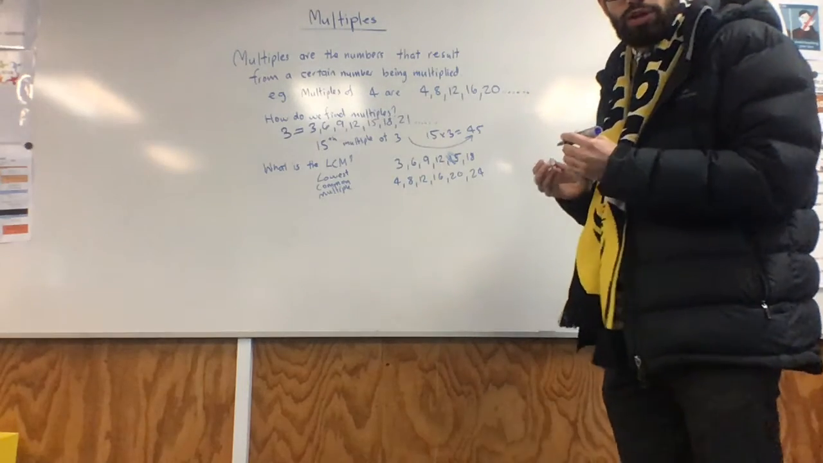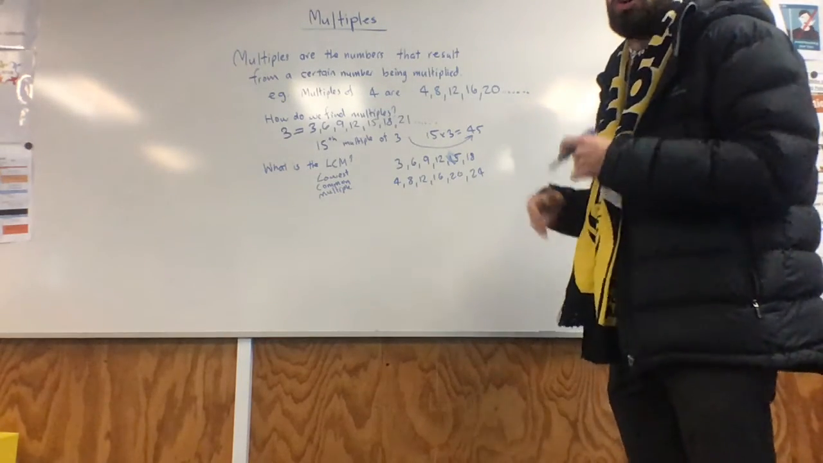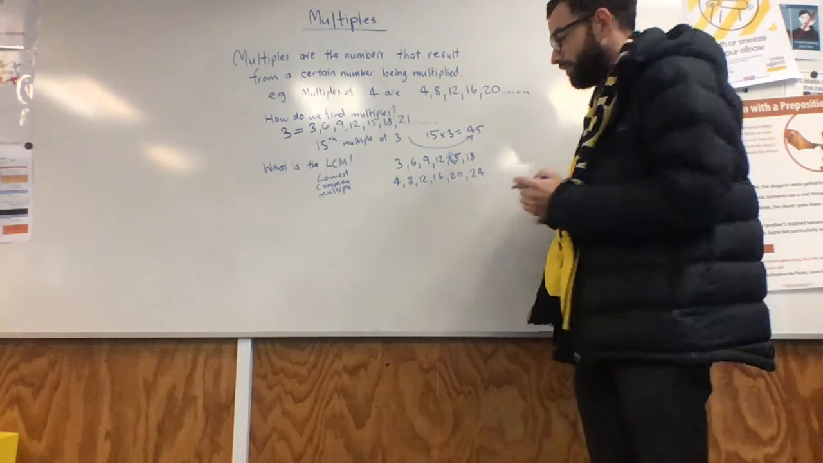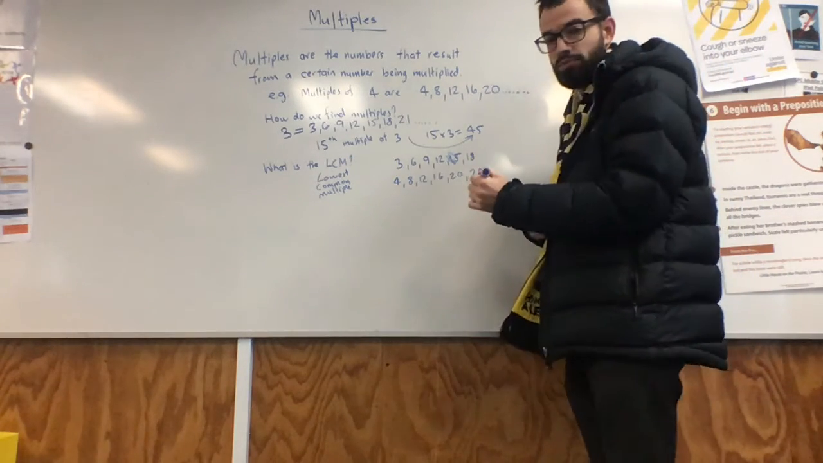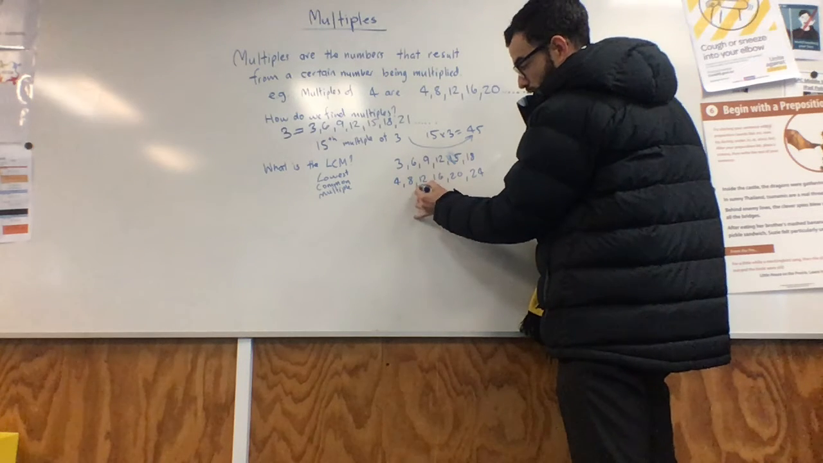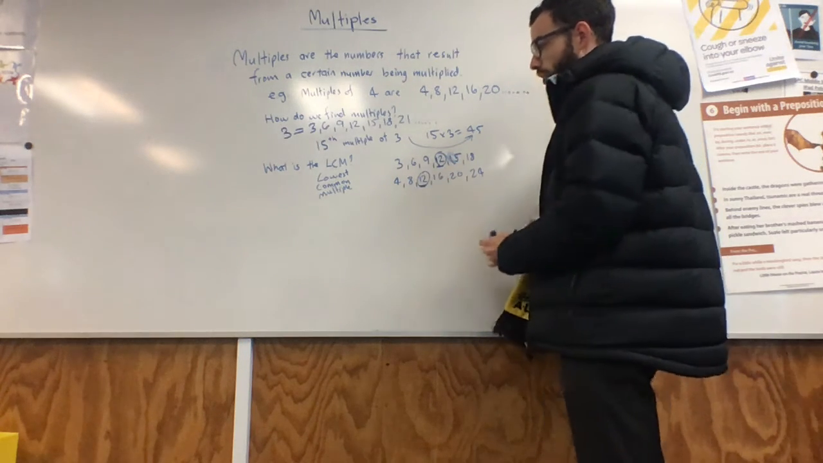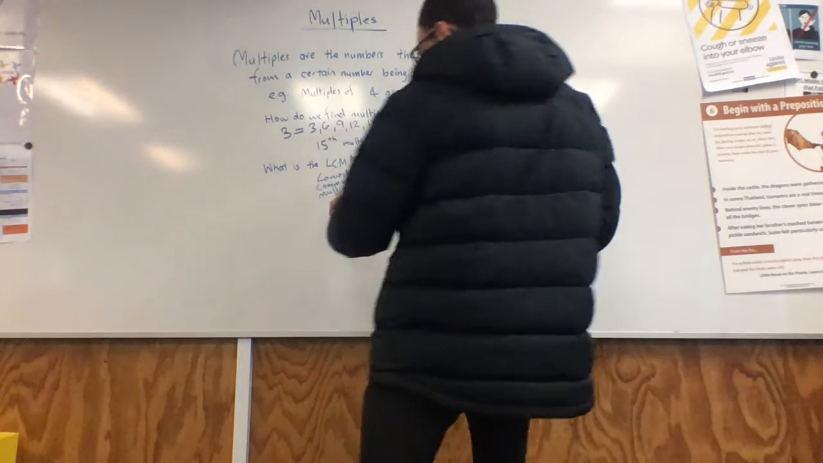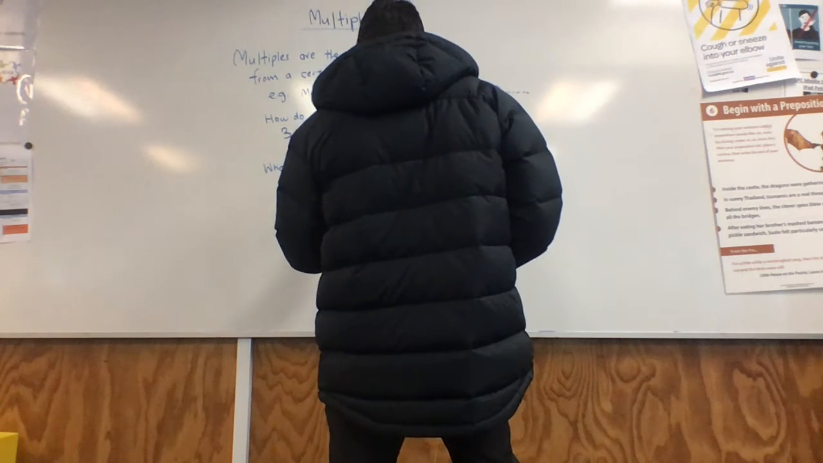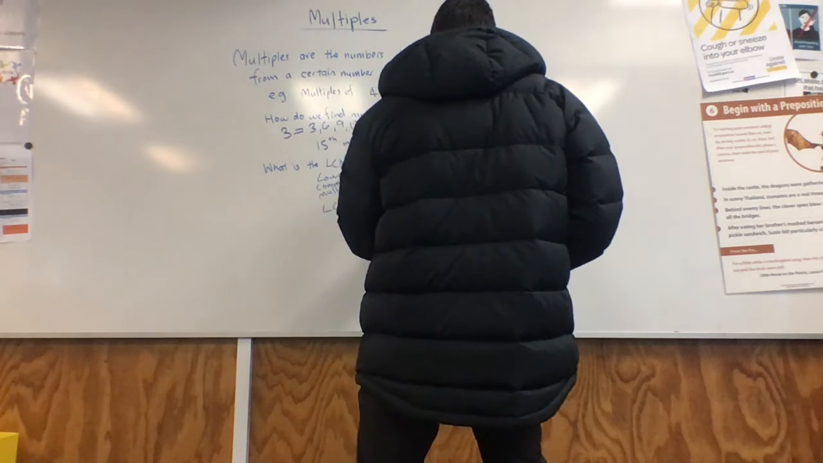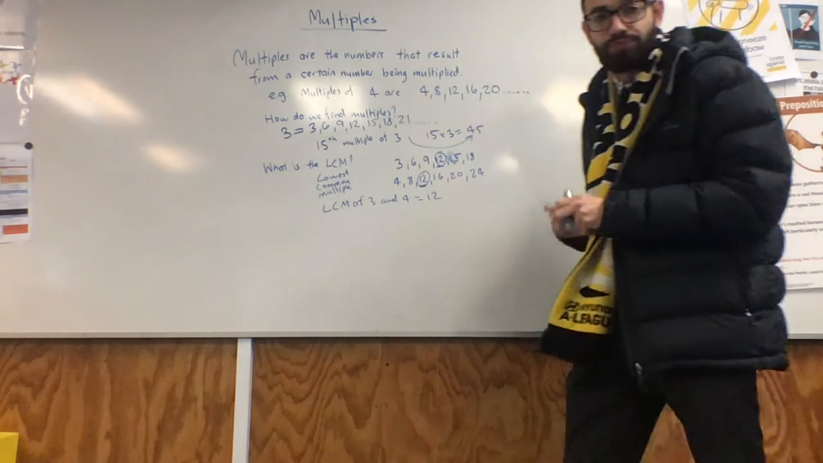What we're doing is we're looking for a common multiple. We're looking for a number that both of these have in common. The lowest one they both have is 12. 12 is the lowest common multiple of 3 and 4. So if the question said the LCM of 3 and 4, the answer is going to be 12.